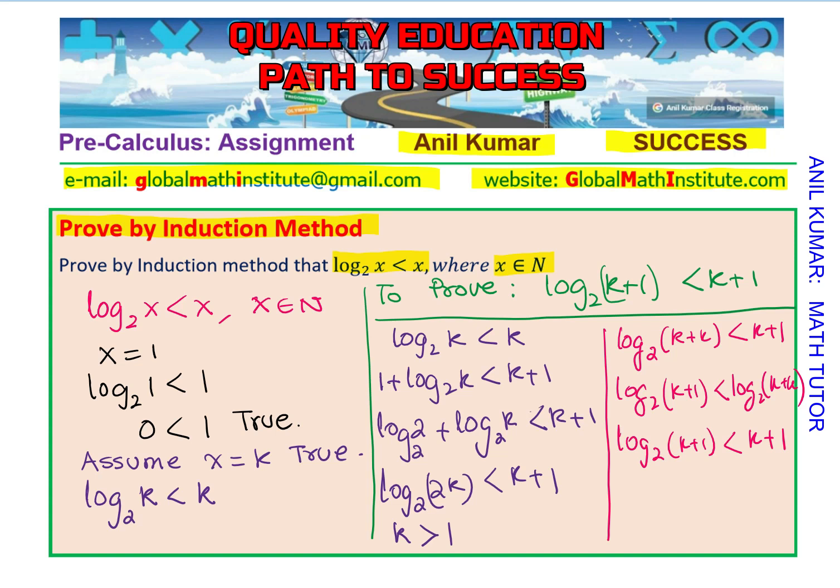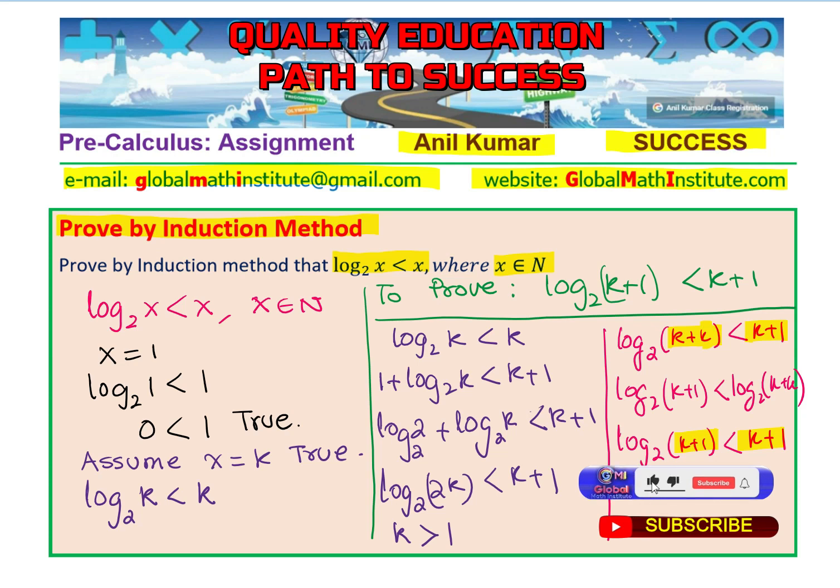Right. So we infer from these statements that when log to the base 2 of k is less than k, then log to the base 2 of k plus 1 is also less than k plus 1. That is how we can use the method of induction and show that log to the base 2 of x is less than x. And therefore, we can say that log to the base 2 of x is less than x, where x belongs to the set of natural numbers. Make sense? So these are the steps to be followed. I hope they are absolutely clear.